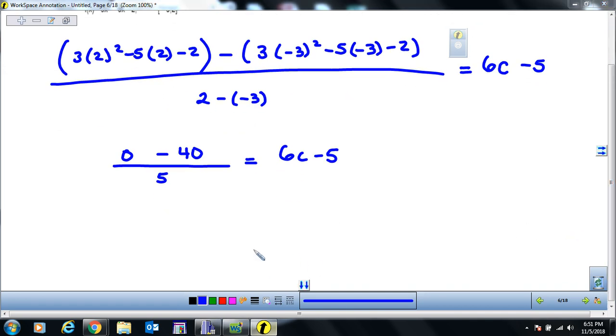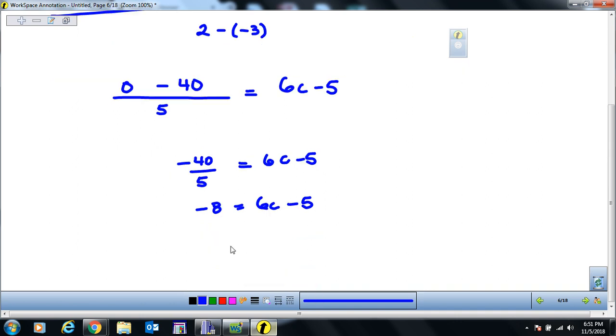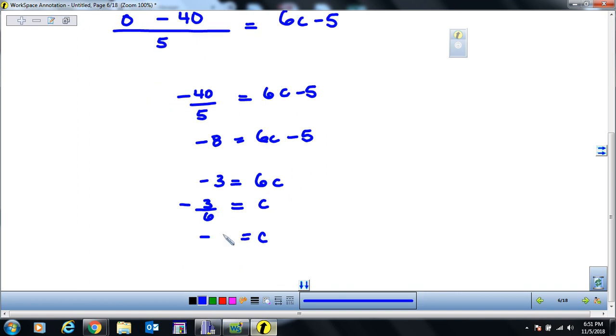So this is going to be negative 40 over 5 equals 6c minus 5. And this would be negative 8 equals 6c minus 5. So you move the 5 to the other side. So that's going to be negative 3 equals 6c, divide by 6. So c is going to be negative 3 over 6, which can be simplified to negative 1/2.